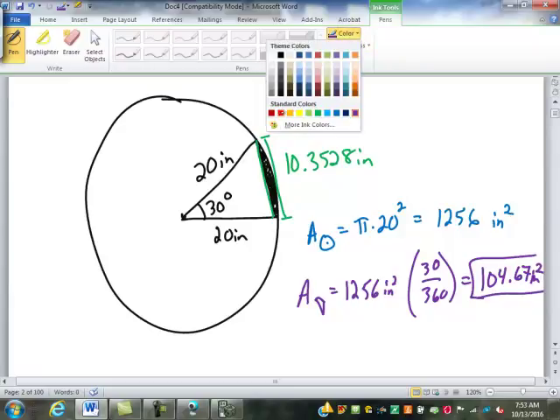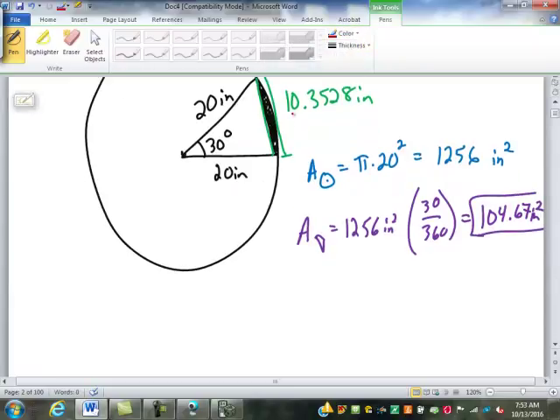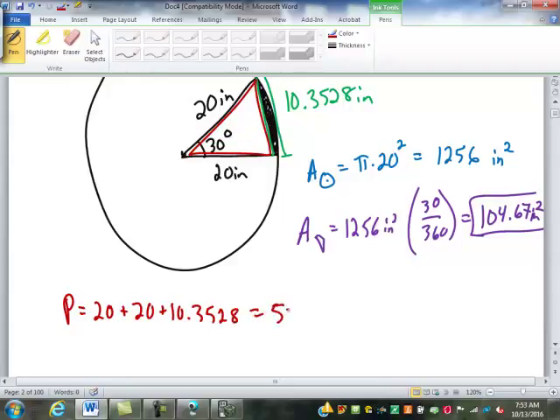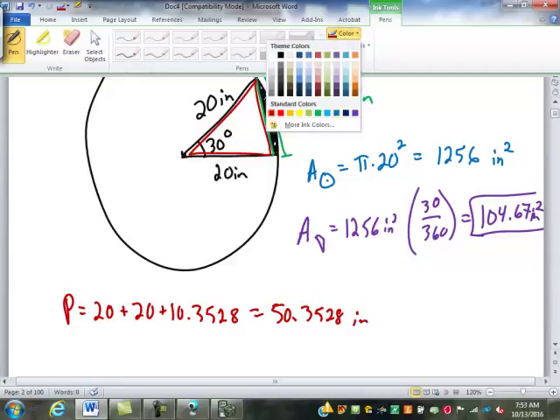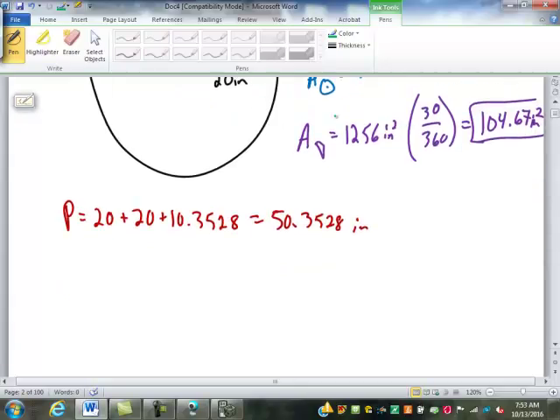Now we have to find the area of the triangle and subtract it out. How are we going to find the area of that triangle? Heron's formula. So we're going to find our perimeter, which is going to be 50.3528 inches. Then we're going to find our semi-perimeter, so it's the perimeter divided by 2, so that'd be 25.1764, correct?